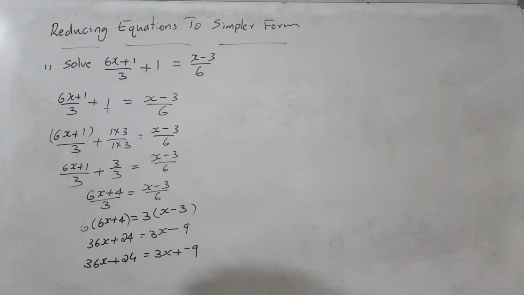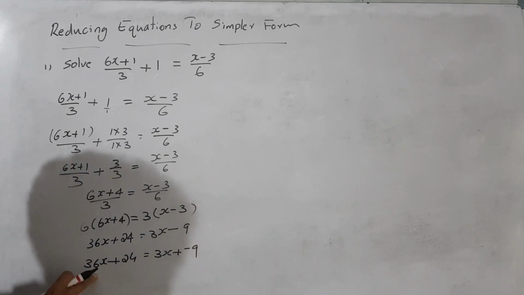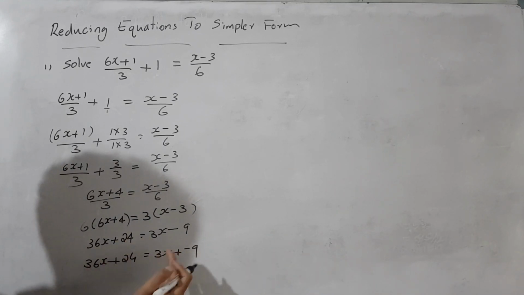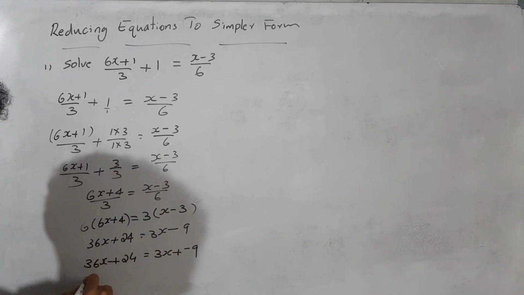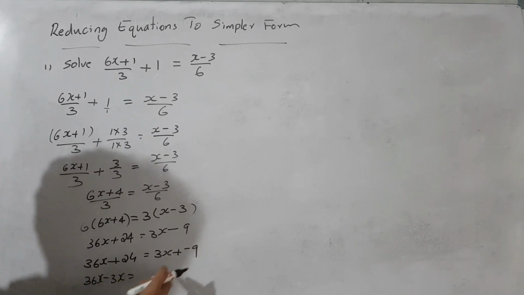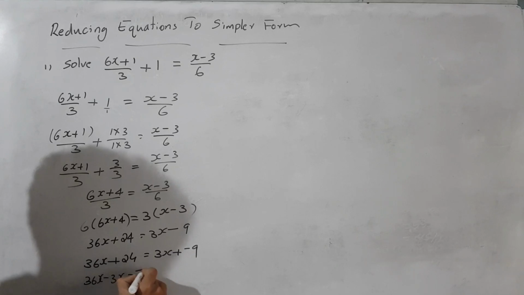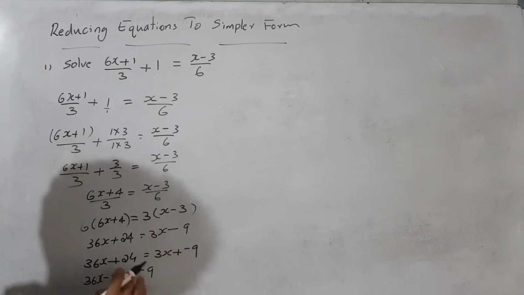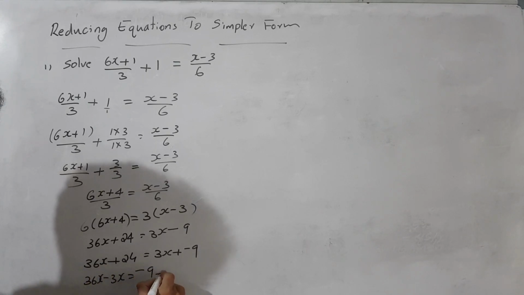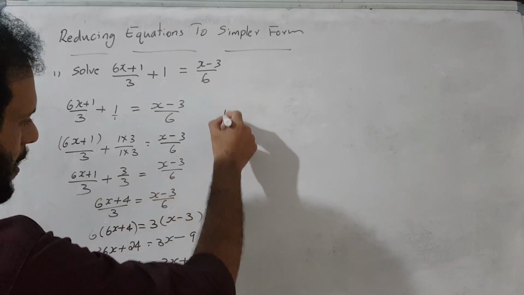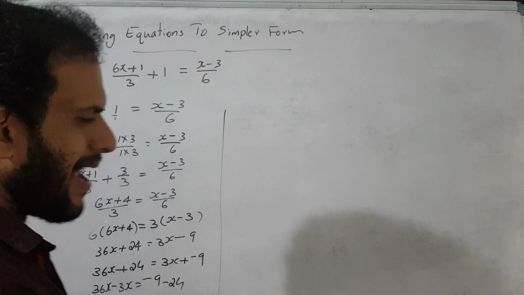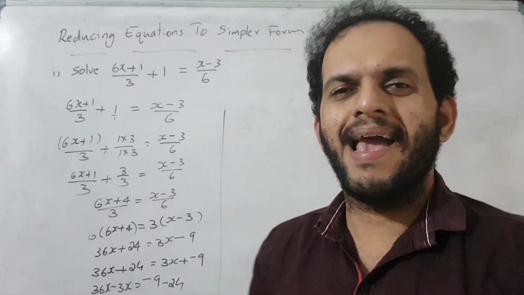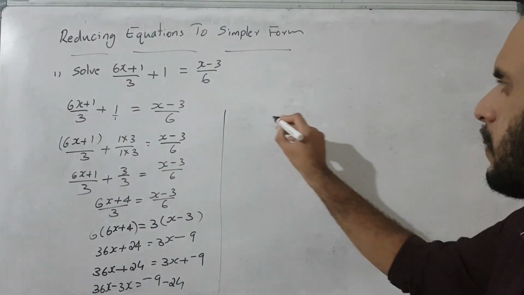Okay, then what is next? Here 36x is the bigger one, so we take the 3x to the side of 36x. 36x minus 3x is equal to, what is remaining now? Minus 9. So we take the 24 to the right side. What is the change? It is plus 24, then it becomes minus 24. Then what is next? 36x minus 3x. What is 36x minus 3x? That one is 33x.